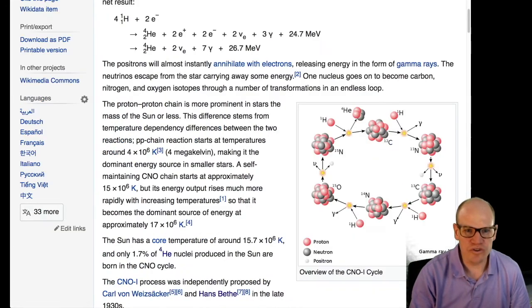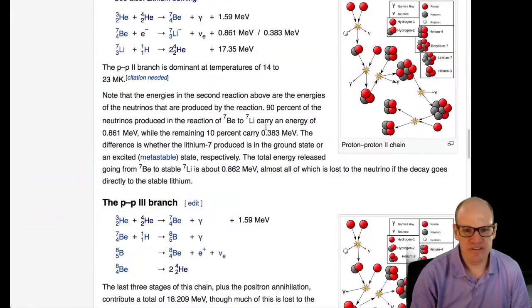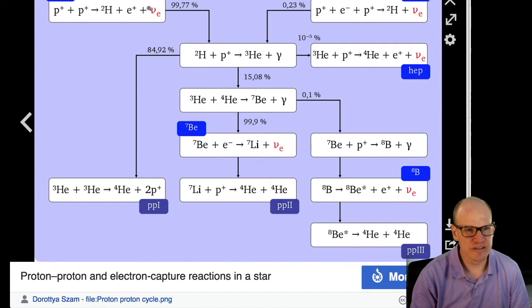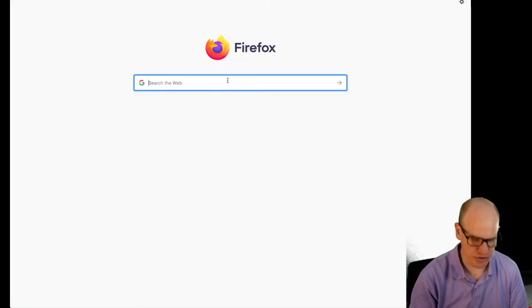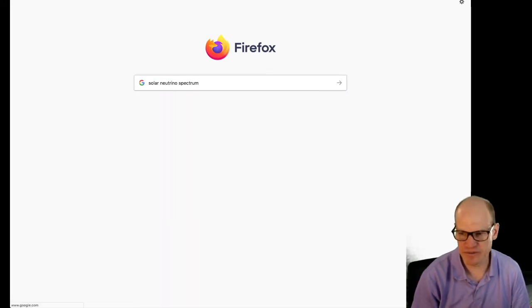Okay, so what we're looking for then with this proton-proton chain is we want to see these different neutrinos that are going to be produced by the proton-proton chain. And that will show up in what's called the solar neutrino spectrum.